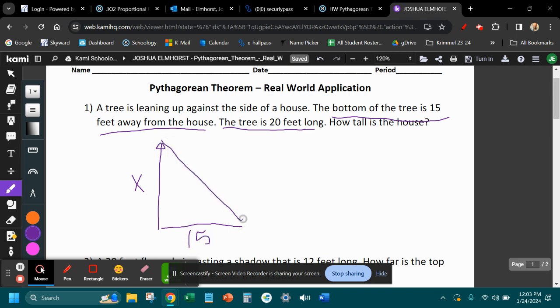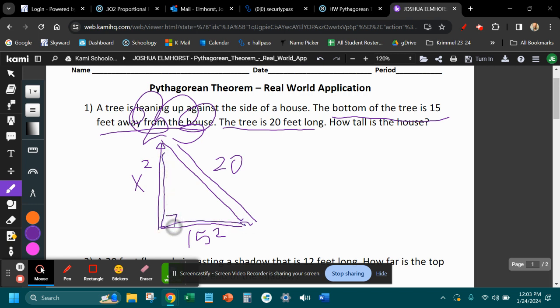And we got this tree leaning up against the house. The tree is 20 feet long. So how tall is the house? We're going to use the Pythagorean theorem where we square the two legs. The two legs have the right angle. And if we add those, it's going to equal the square of the hypotenuse. So we have x squared plus 15 squared equals 20 squared.